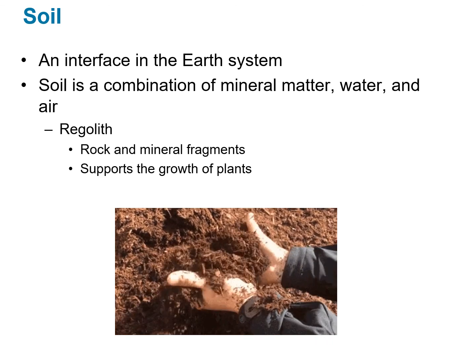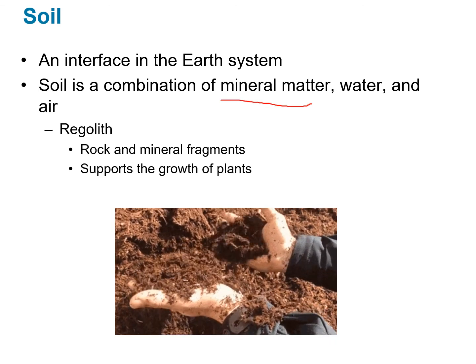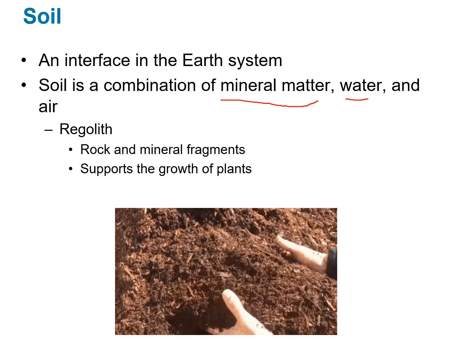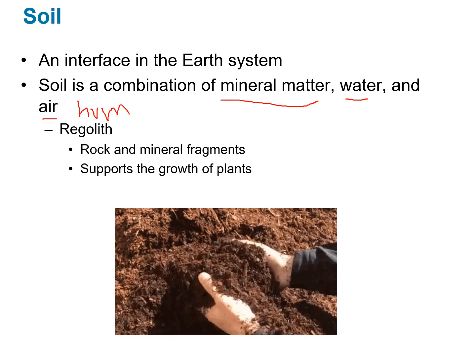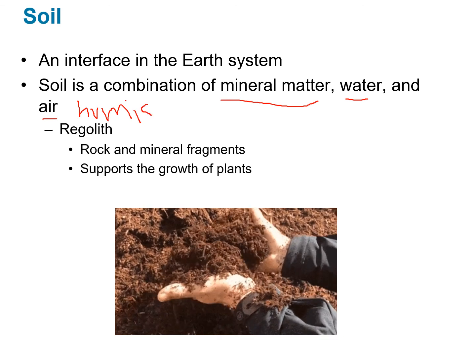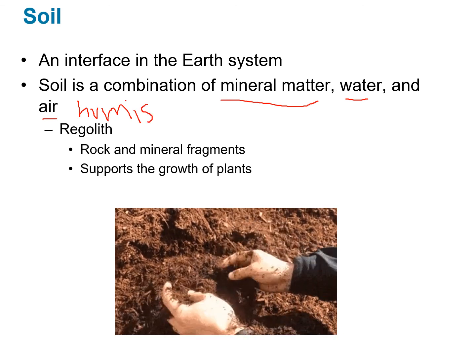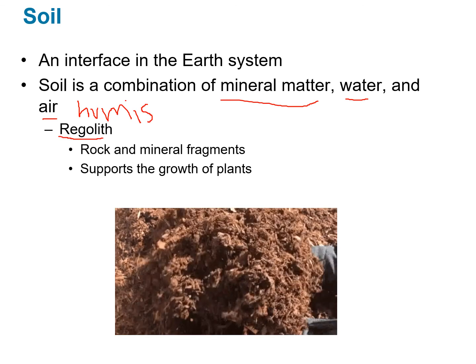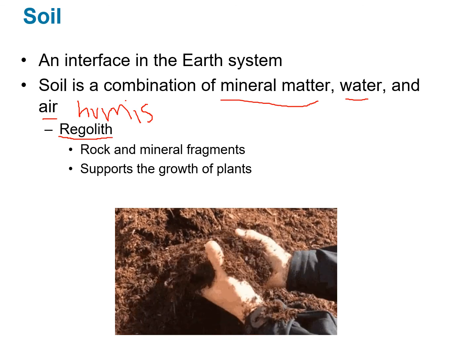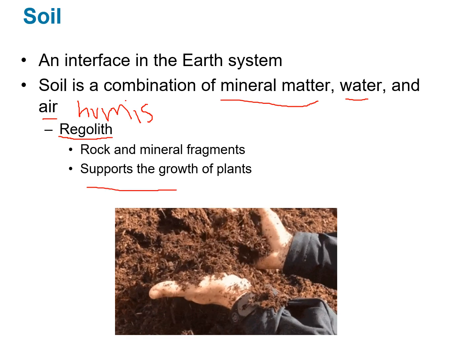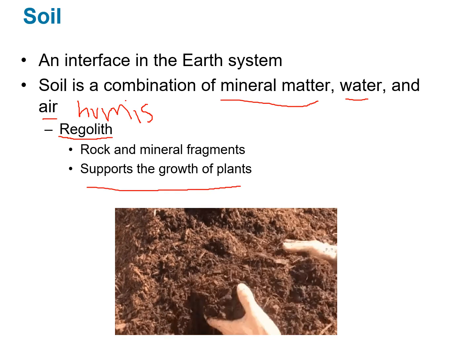Okay. And soil is a combination of mineral matter, water, air, and humus, which I forgot to put in there, that's organic material. Okay. And so when rocks break down into smaller pieces, that becomes regolith. Those are rock and mineral fragments, and that supports the growth of plants.